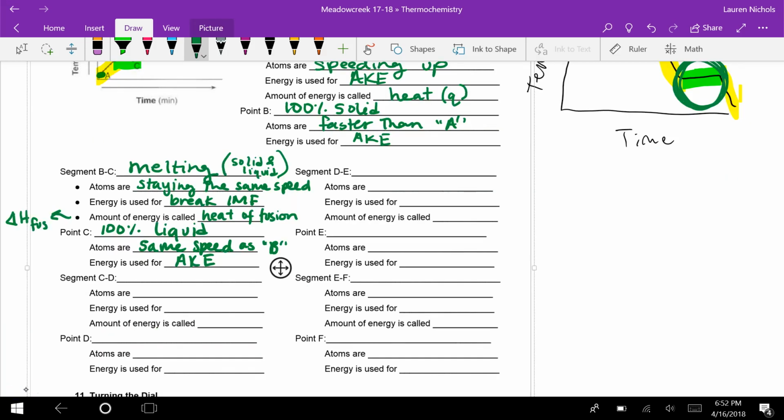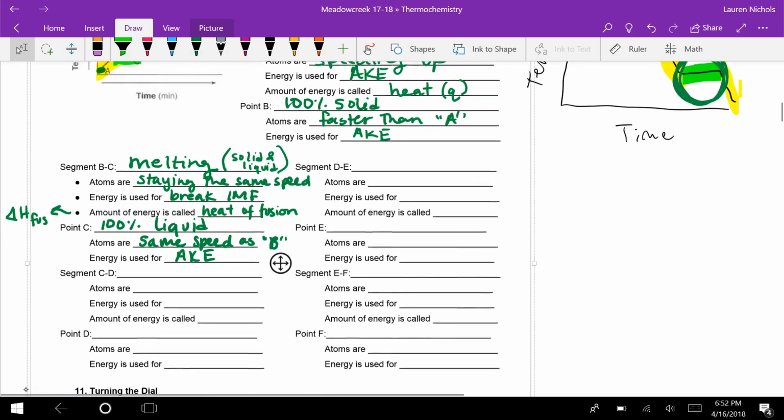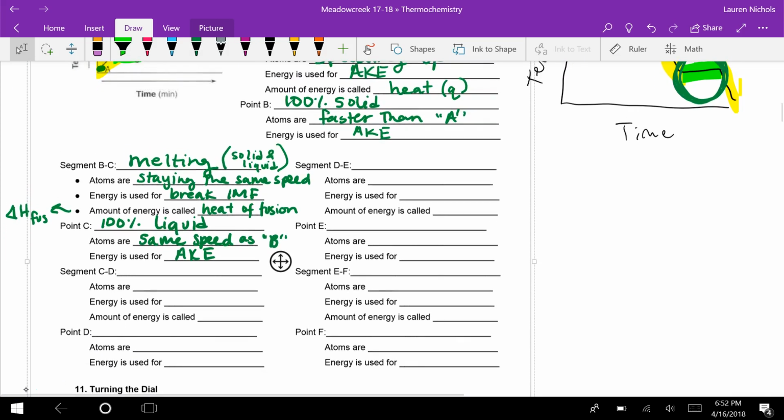So now if we look at segment CD, which is the next angled part, this is where we are 100% liquid still, okay, but now the liquid atoms are speeding up. Okay, we see that the temperature increases. And so that means energy is being used for average kinetic energy because that's what temperature measures. And again, this is just heat. Okay, so Q is the abbreviation for heat.